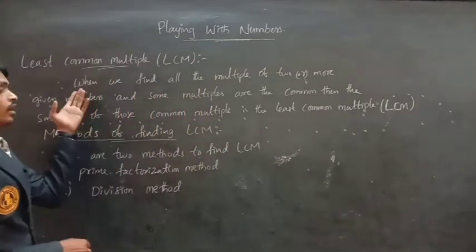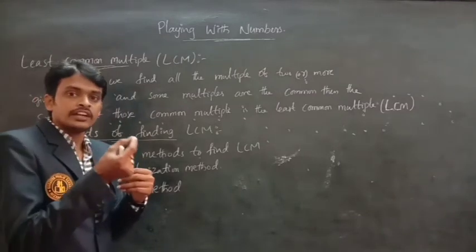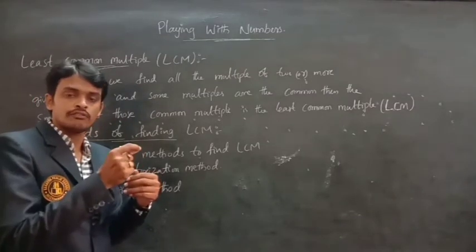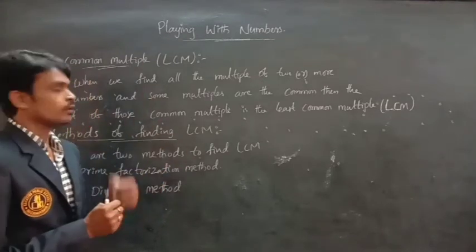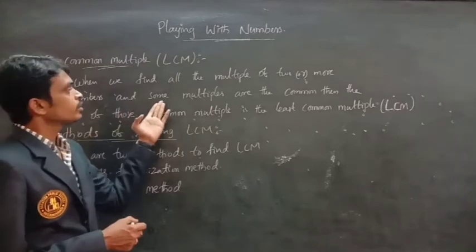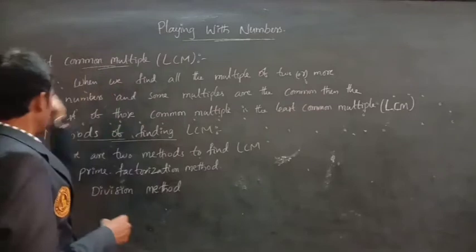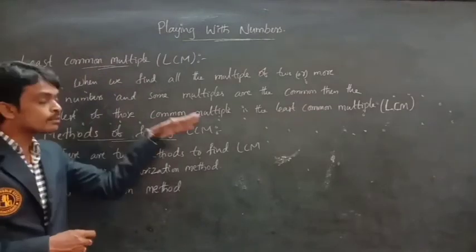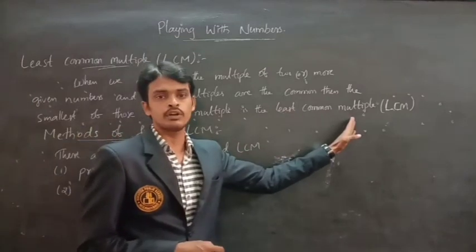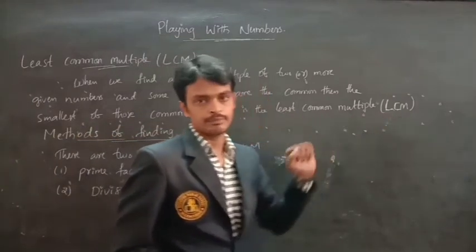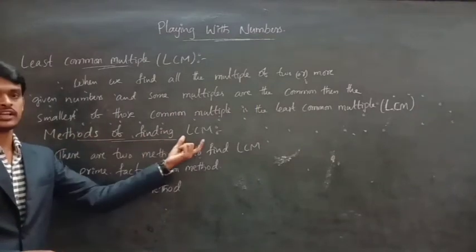So the LCM is found by listing all the multiples of two or more given numbers and identifying the common multiples. The smallest of those common multiples is called the least common multiple, that is, LCM. So these are the methods to find LCM.